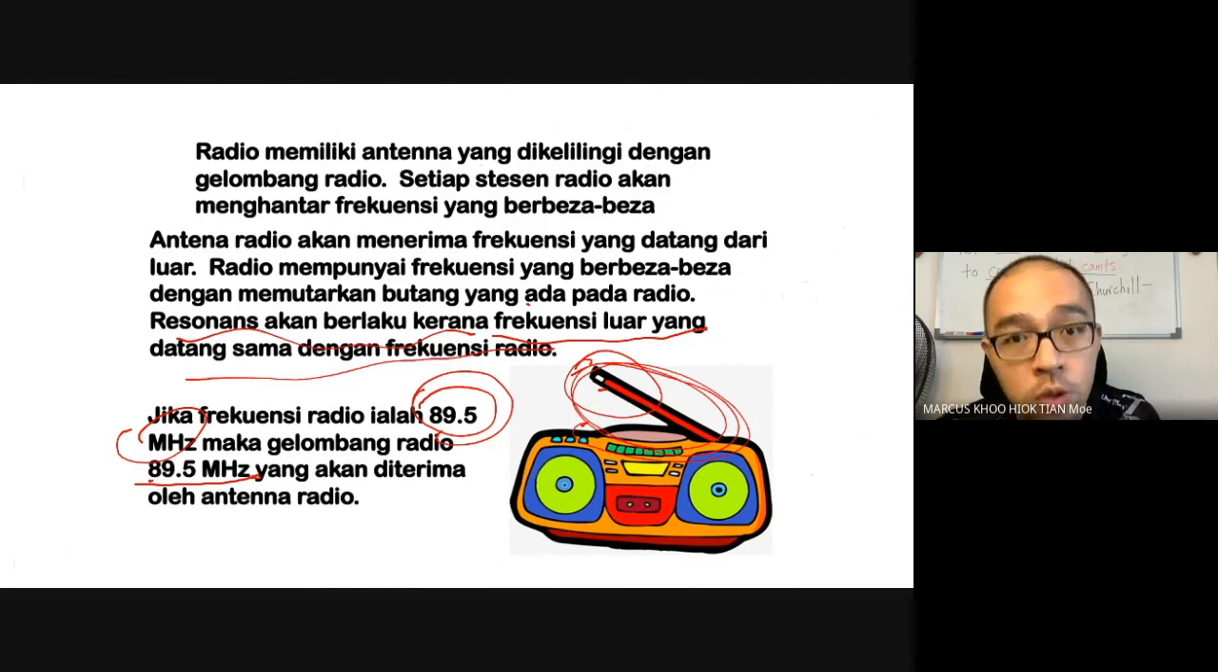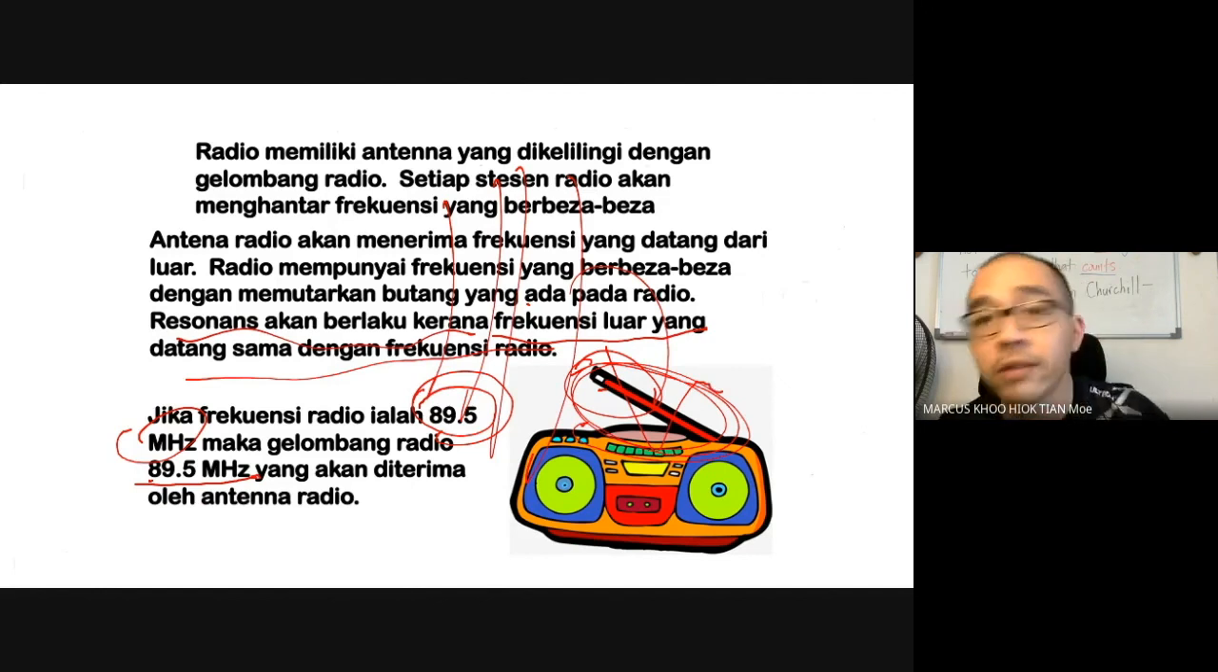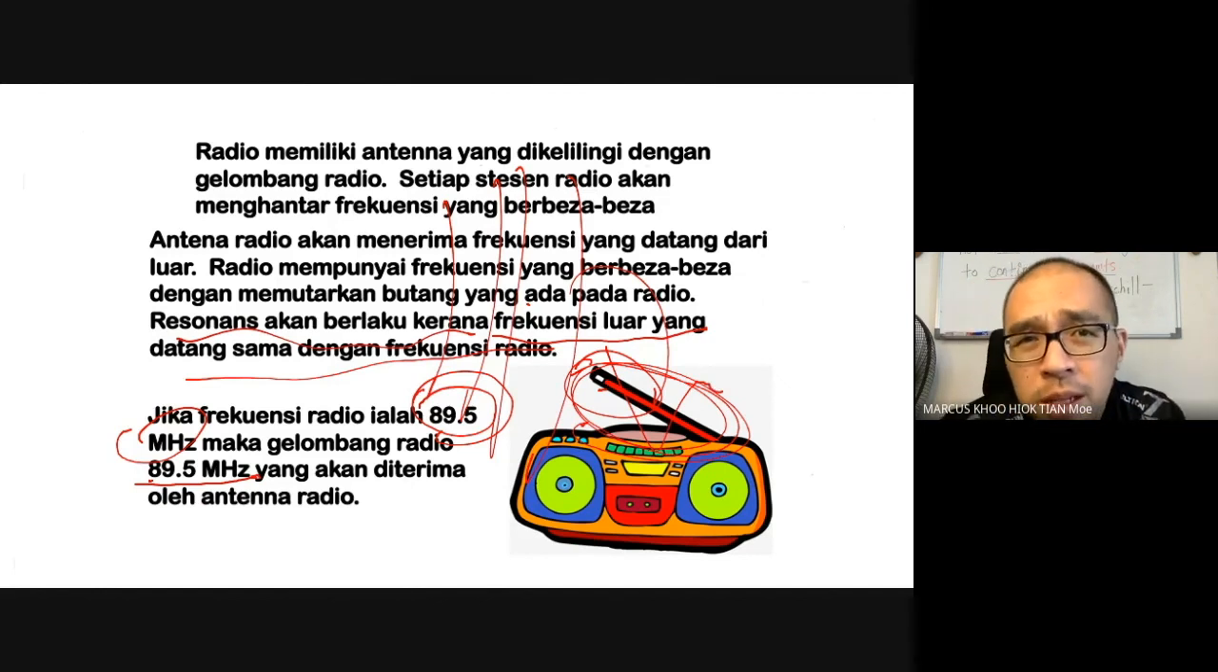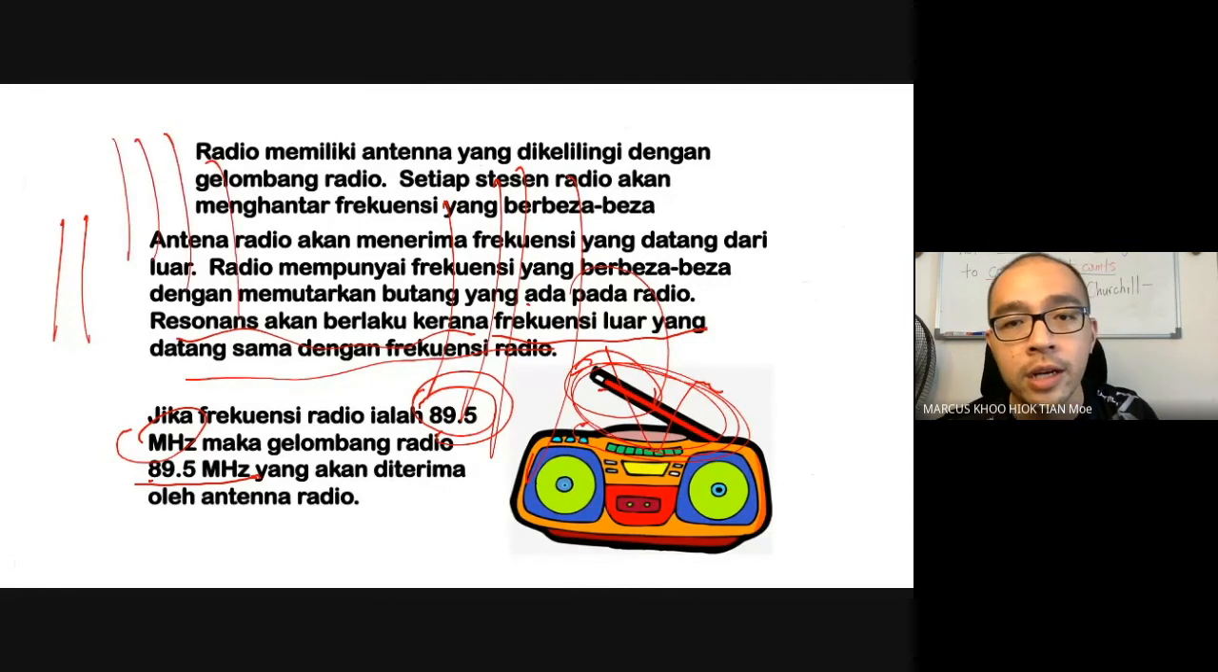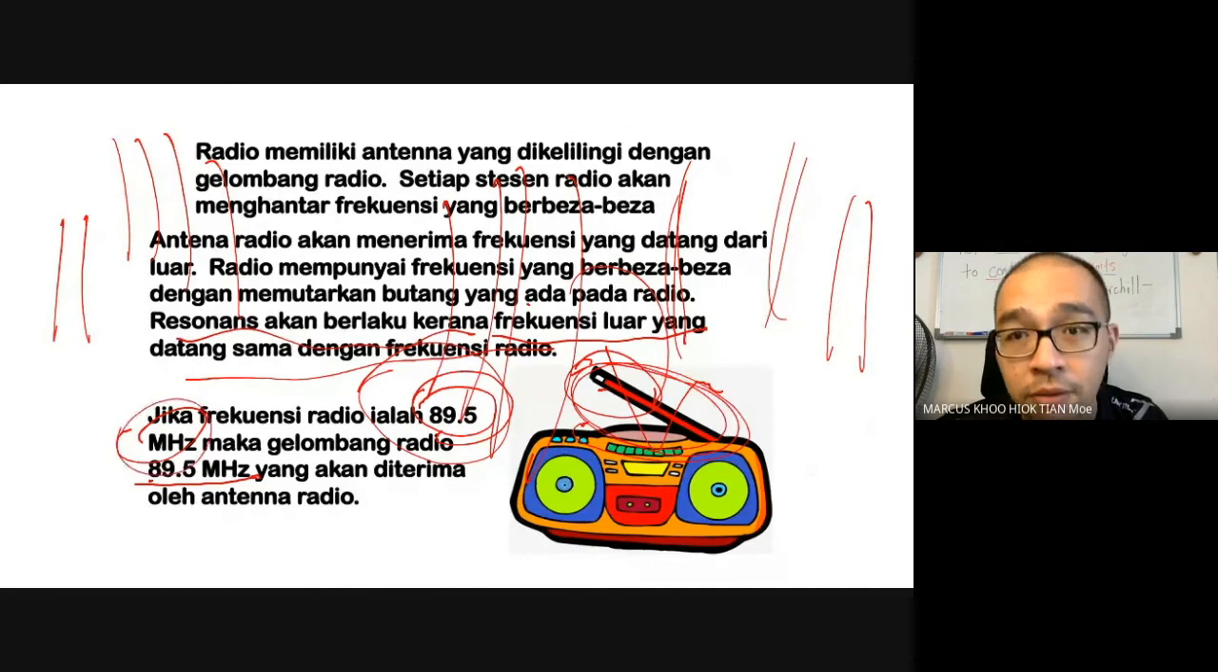So when you press the button, nowadays, you change the frequency. When you change the frequency and it happens to be the same as the frequency of the radio wave outside, it's going to come in. All around us are different radio waves because there are so many different radio stations. One radio station, one wave. Another radio station, another wave. That's why frequencies are very important.